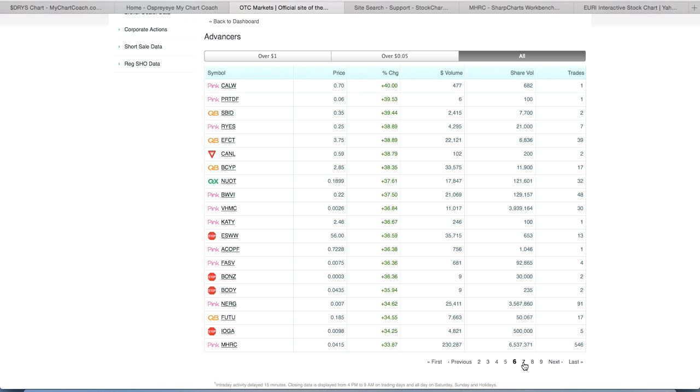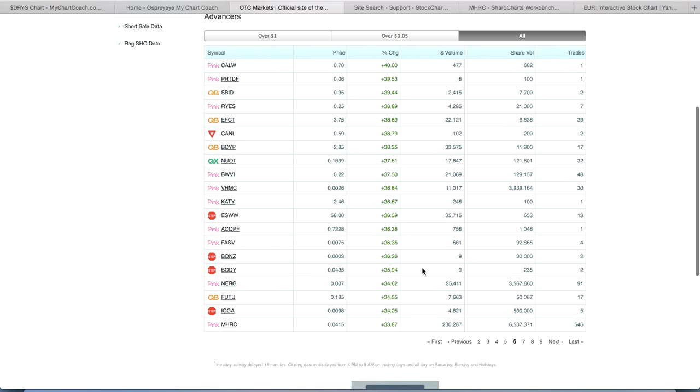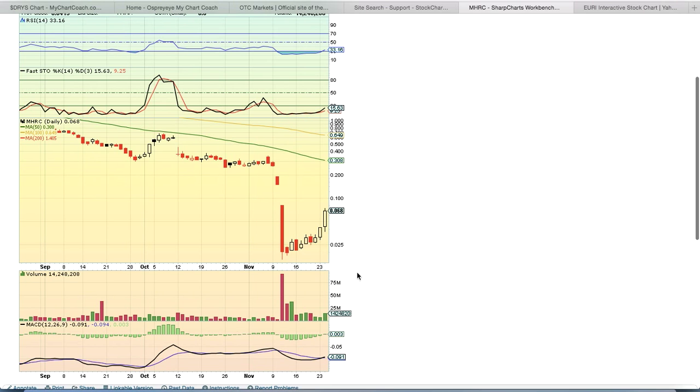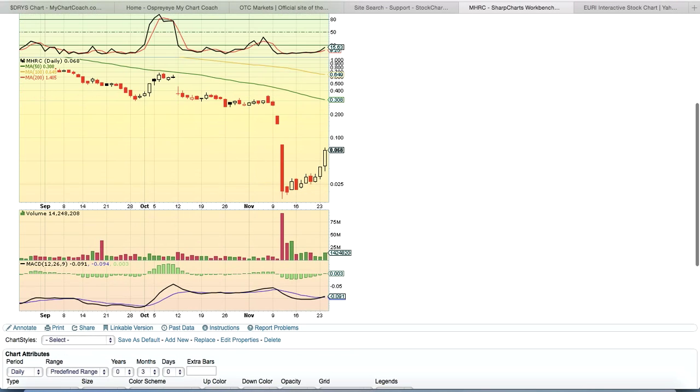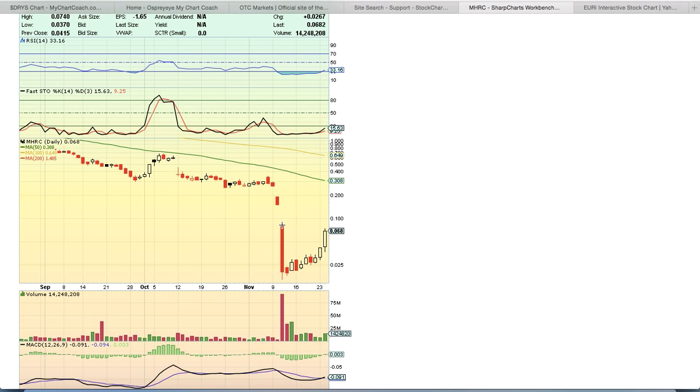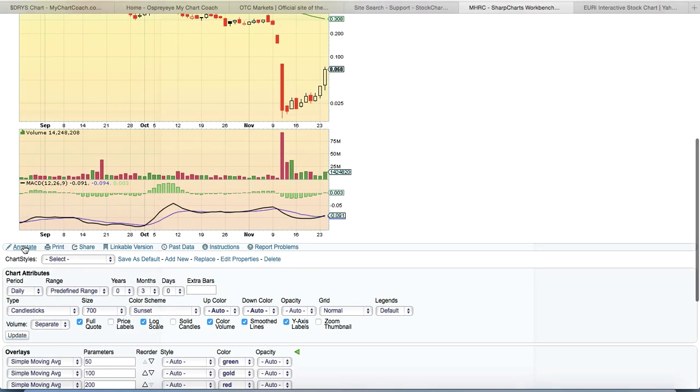And then what I did want to show, okay, so you're scanning all these, and then you get down to this MHRC. See, it has the 230K in volume, right? And then if you look at the share volume over here, it has the 6 million share volume, and has 546 trades, much more trades than these other ones. So let's check out that chart, and then look over here on this chart, and you'll see, yeah, this one actually has been moving and has more upside potential. It looks like, if this line right here breaks, that this could actually be a good play.